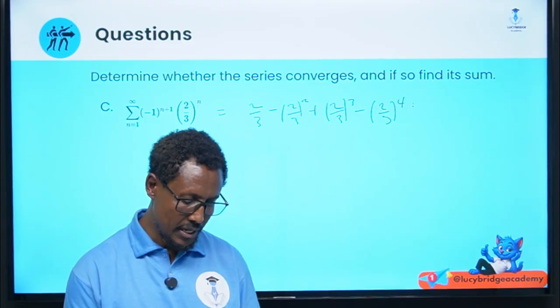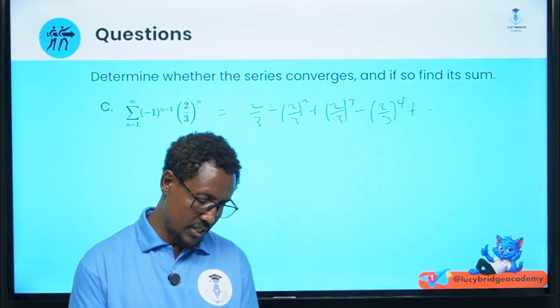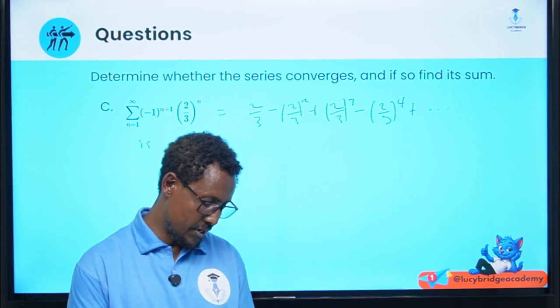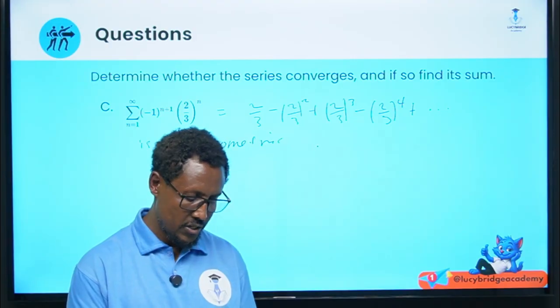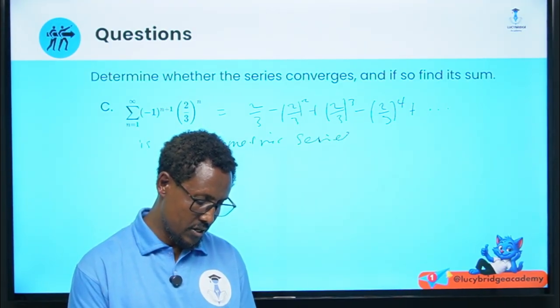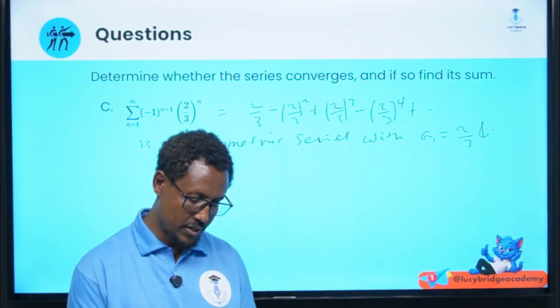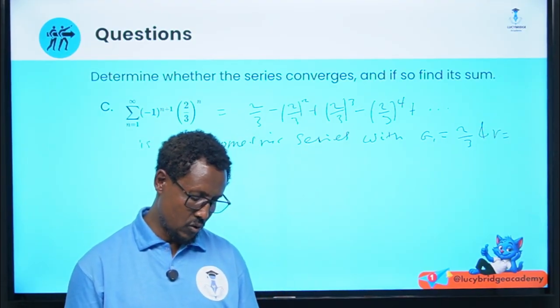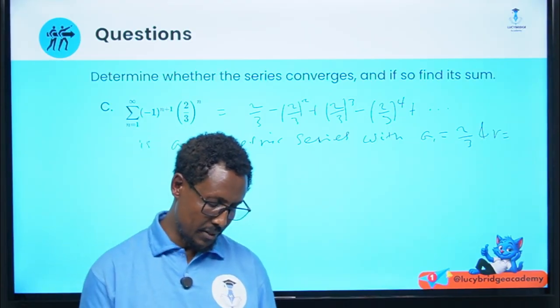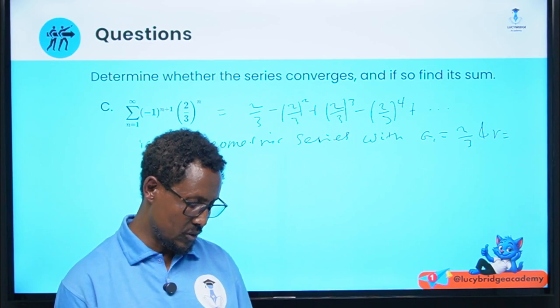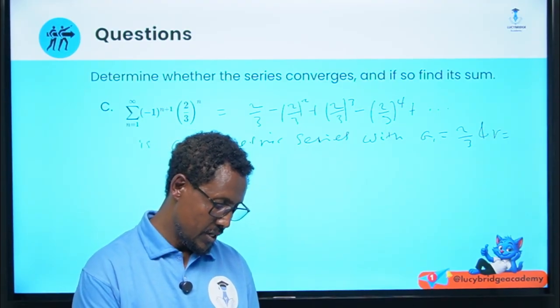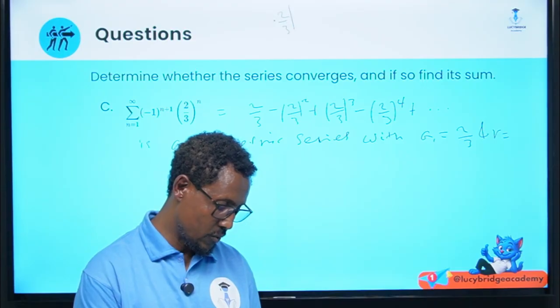Plus it continues. Therefore this is a geometric series, with G1 equal to 2 over 3, and the common ratio R. Yes, it means (2 over 3) squared divided by 2 over 3 means multiply by 3 over 2. 3 by 3 cancel, 2 by 2, 3 by 3 cancel, so it will be what? 2 over 3. Let me show you. (2 over 3) squared, R.